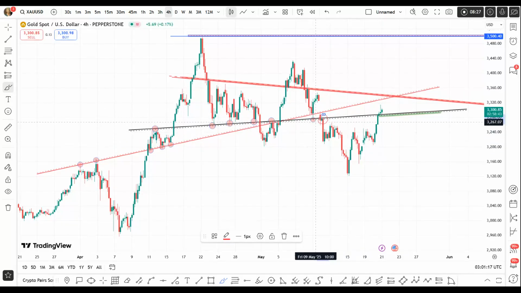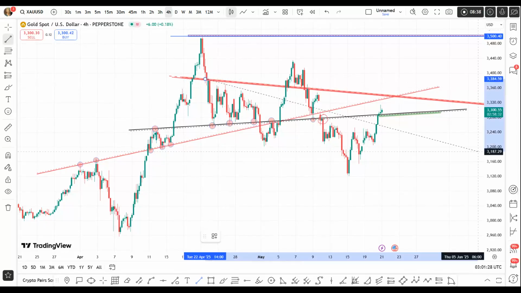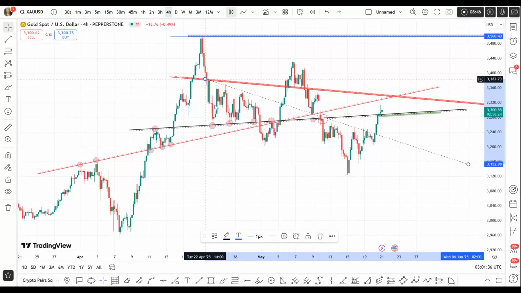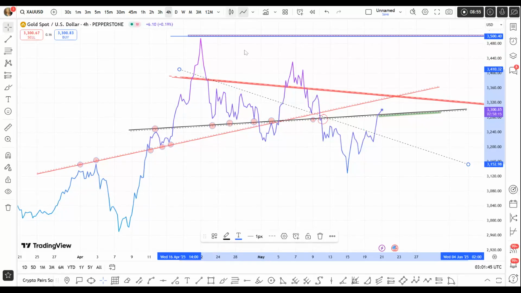And after we broke out, then we had a pending descending trend line from here. There was a pending descending trend line, which I also want to add into the structure for reference. I chose 4 hours because 4 hours has the cleanest price action.